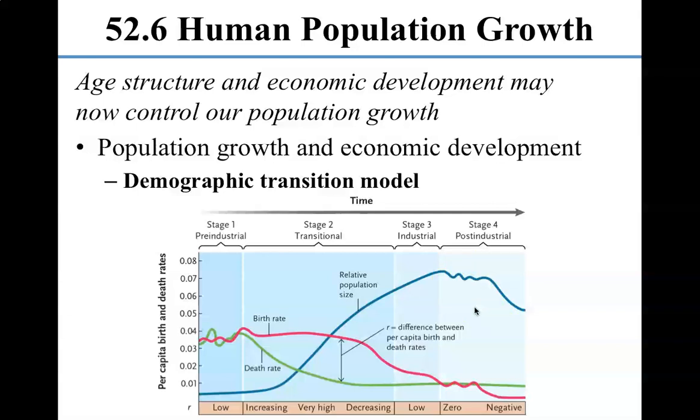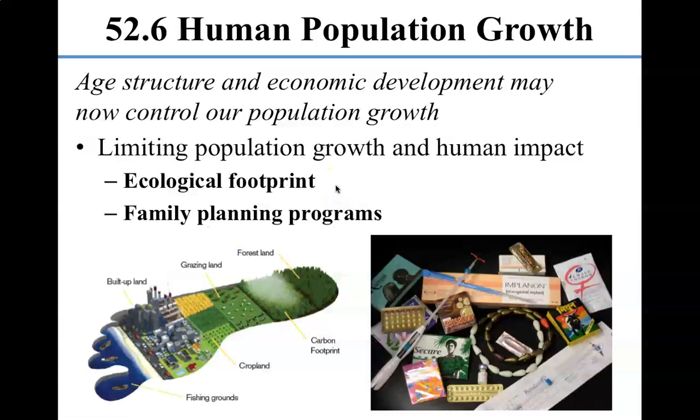Where would Ethiopia be? Ethiopia would be over here in the pre-industrial stage, right? And then places like China have been transitioning to the industrial stage. So anyway, different nations are in different stages, and this is all encompassed by the demographic transition model.